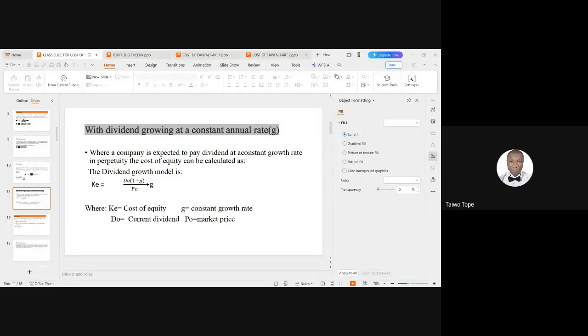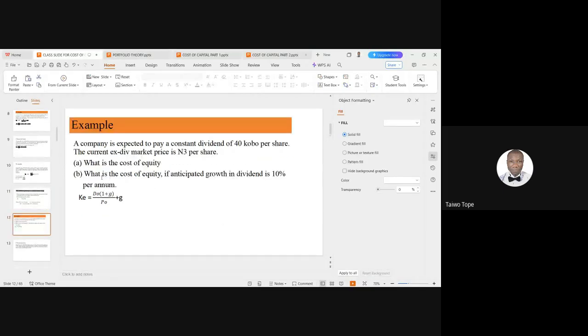So we have this formula for a dividend that is growing at a constant rate. Now, let's look at an example. A company is expected to pay a constant dividend of 40 kobo per share. The current market price is 3 naira per share. What is the cost of equity? That is A. B: what is the cost of equity if anticipated growth in dividend is 10%?